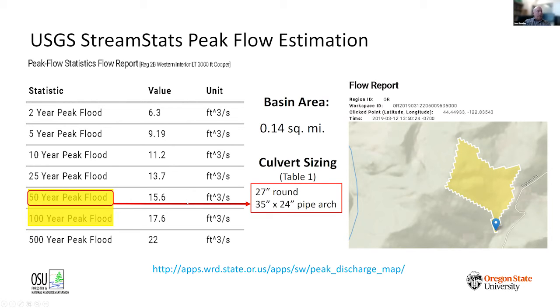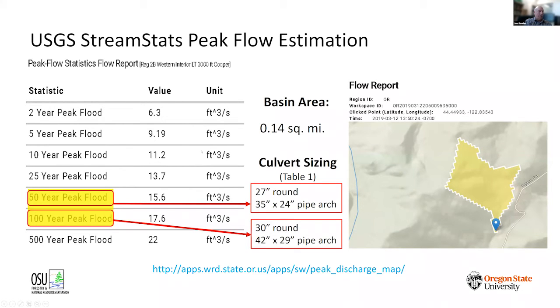Okay, so if we look at this from the 50-year peak flow, which is 15.6 cubic feet per second, that's a 27-inch round pipe, or a 35 by 24-inch pipe arch. So this is pretty small pipe. But you would probably have a hard time actually finding a 27-inch round pipe.